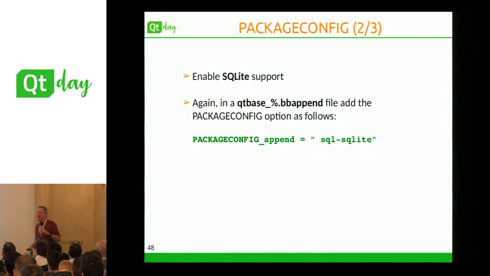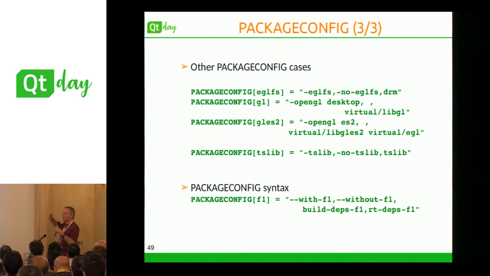Okay, let's go ahead. I want to customize this deeper. So typically, you may need to add the SQLite support. What do you need to do? In exactly the same file, you add PACKAGECONFIG append sqlite. Automatically, you will get into the target system all the components needed to have the possibility to use the Qt library with SQLite. And there are many other cases.